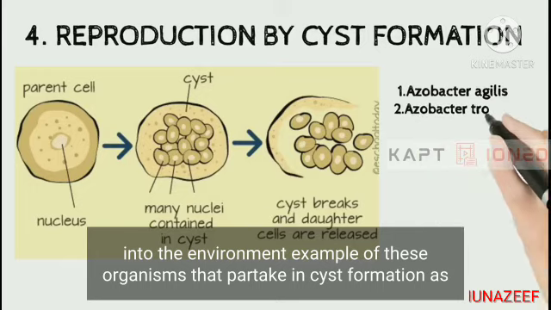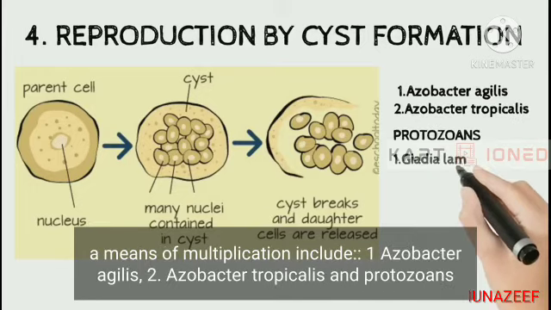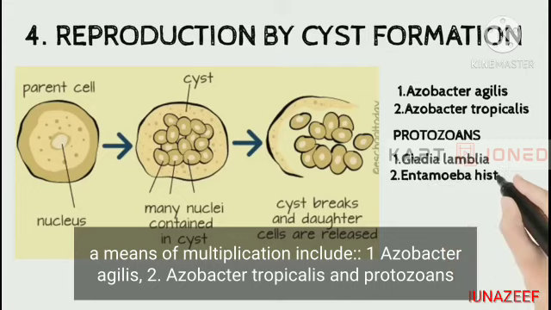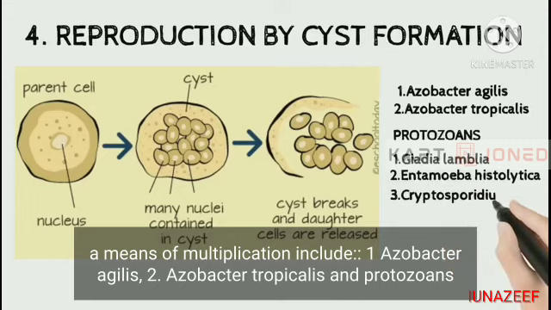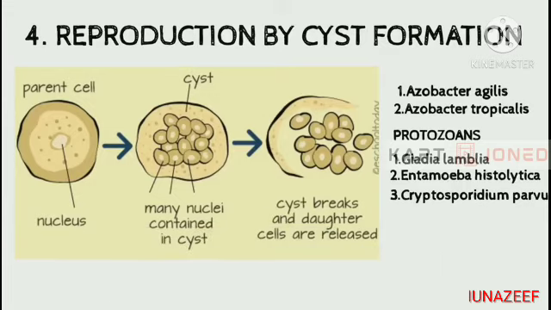Examples of organisms that partake in cyst formation as a means of multiplication include Azotobacter agilis, Azotobacter tropicalis, then protozoans, Giardia lamblia, Entamoeba histolytica, Cryptosporidium parvum.